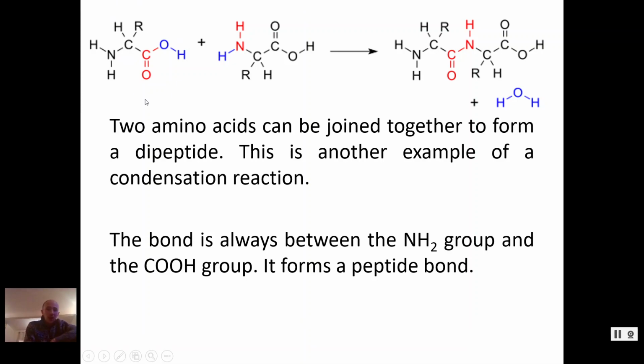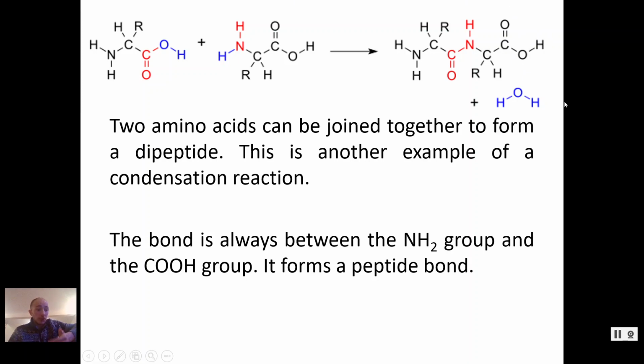Now, if you get this carboxylic acid group, this OH here, this hydroxyl group, and you get this amino group, this H here, you could take this H and this OH and make water. That would form what we call a condensation reaction, which I hope is a term you remember. And that would be what forms this dipeptide, and this is what this looks like. And it also makes water.